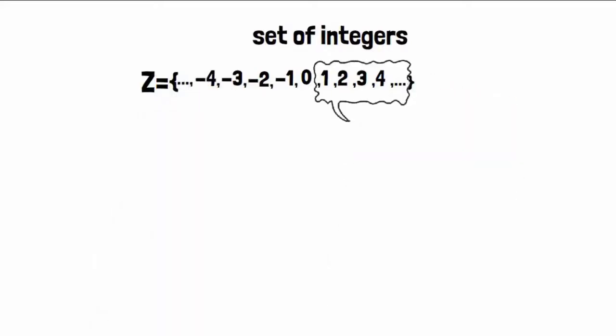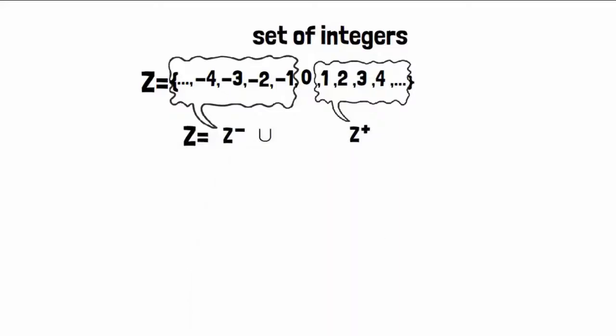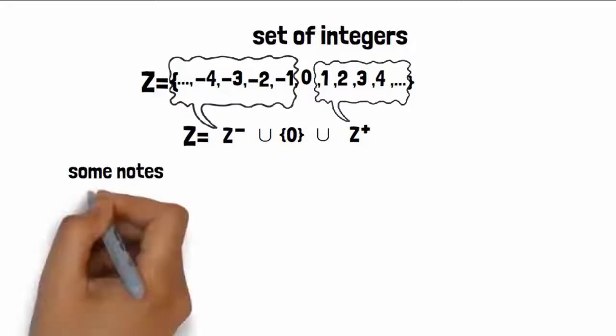4 and so on, and contains negative 1, negative 2, negative 3, negative 4 and so on. The elements 1, 2, 3, 4 and so on are denoted by Z positive, which is the positive integers, and the elements negative 1, negative 2, negative 3 and so on are represented by Z negative, which is the negative integers. Then the set of integers can be written as negative integers union 0 union positive integers.